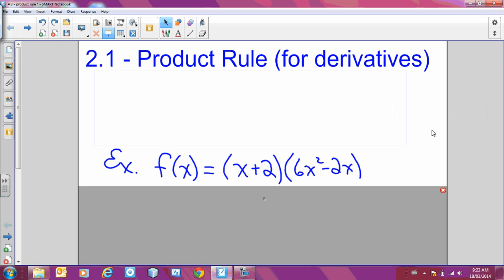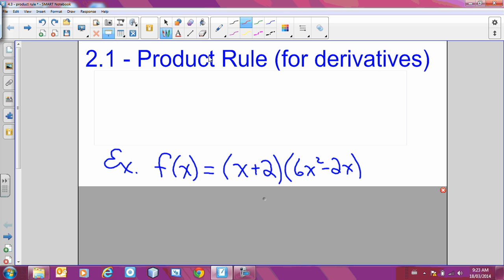Welcome back. Today we're going to look at the product rule for derivatives. First we want to recognize where the product rule comes up. Product, of course, comes from multiplication, and so essentially we're looking at an expression multiplied by another expression.